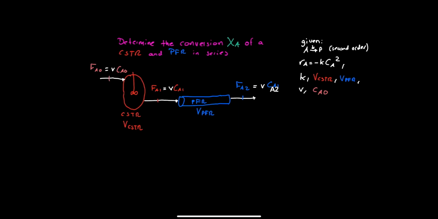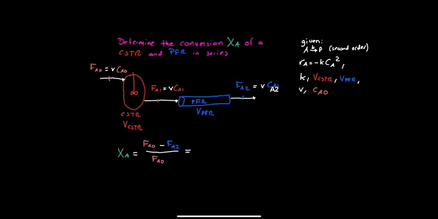The task also gives us the rate constant K, the volume of the CSTR, the volume of the PFR, the volumetric flow rate, and the concentration Ca0, which is at the inlet of the CSTR. So the conversion of the whole process is going to be equal to the entering molar flow rate of the species A, Fa0, minus the leaving molar flow rate of our system, which is Fa2 at the end of the PFR, divided by the entering molar flow rate, which is Fa0.